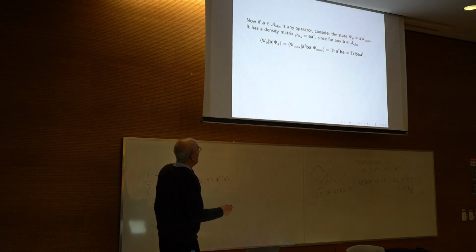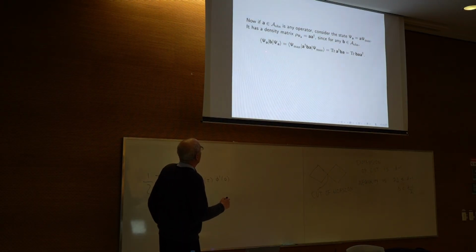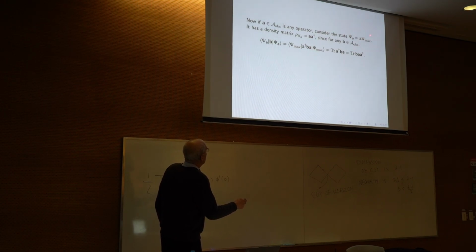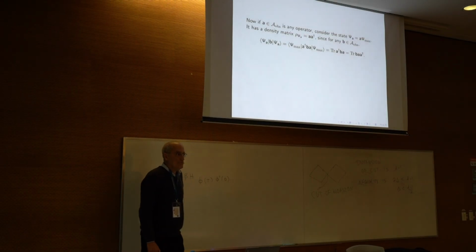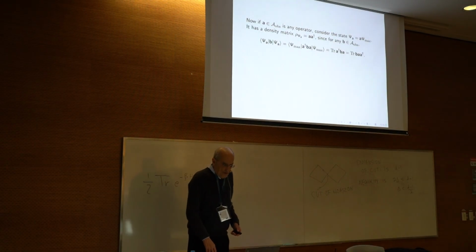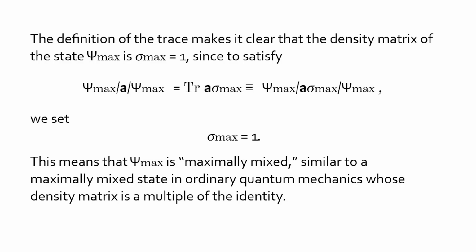because for any B in the algebra, the expectation value of B in the state psi A is this by definition of psi A. And then by definition of the trace, that's equal to this. And by the cyclic property of the trace, that's equal to this. So we've discovered that this equals this, which tells us that A dagger is the density matrix of psi A. So we've discovered that every state of the form A times psi max for any A has a density matrix.